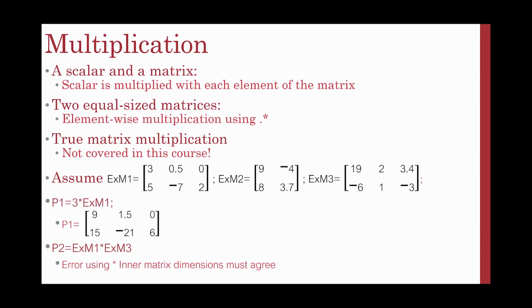What you would get in these examples, if, for example, I do 3 times EXM1, it's going to multiply every element in EXM1 by 3. If I try to multiply EXM1 by EXM3, it's going to give me the error using the multiplication sign, inner matrix dimensions must agree. That is because I'm trying to multiply a 2 by 3 by a 2 by 3, and the laws of linear algebra say that you can't do that. The inner number must be the same. So you would have to put your dot in there for element-wise multiplication for that line of code to work.